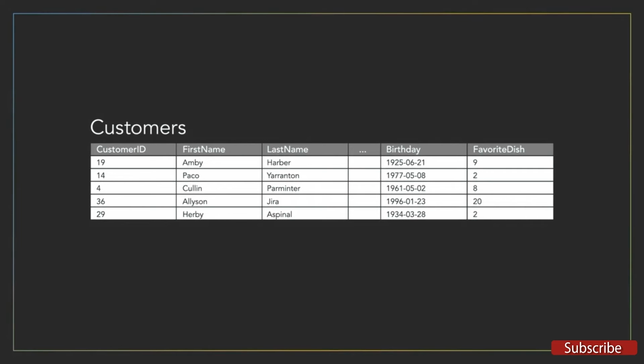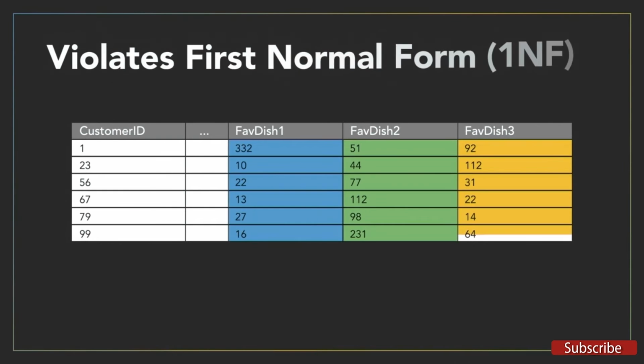The primary tables we are using already satisfy the first normal form. But let's take a look at ways we might have built these tables that don't satisfy it. In this first example, we have extended the customers table with 3 columns for favored dishes. But these are repeating groups, and this violates the first normal form.